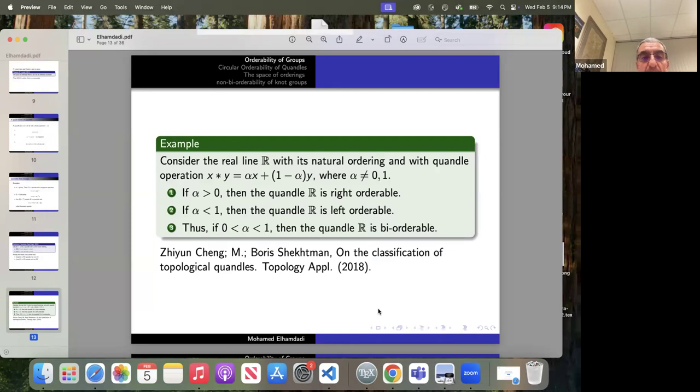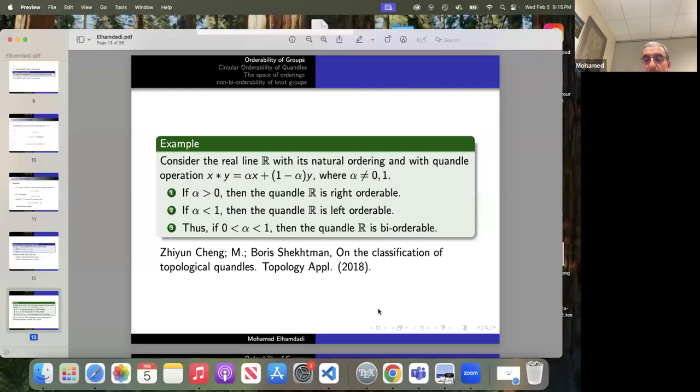Here is an example. If you consider the real line with its natural ordering, and you consider what is called the affine quandle, similar to the Alexander quandle, x star y equals alpha x plus (1 minus alpha) y. We assume that alpha is not 0 and alpha is not 1, so we get an interesting quandle. If alpha is greater than 0, then the real line with this binary operation is a right orderable quandle. If alpha is less than 1, then it is left orderable, which gives us that when alpha is between 0 and 1, then it is a bi-orderable quandle.